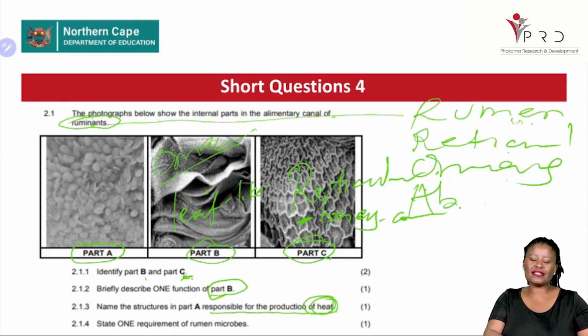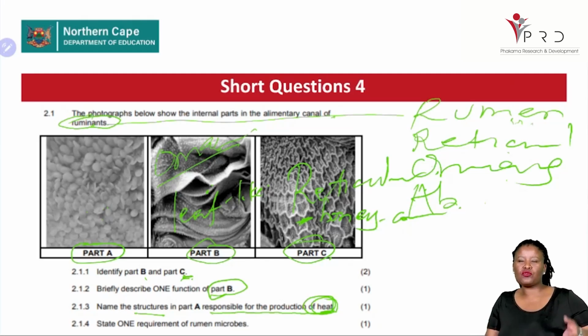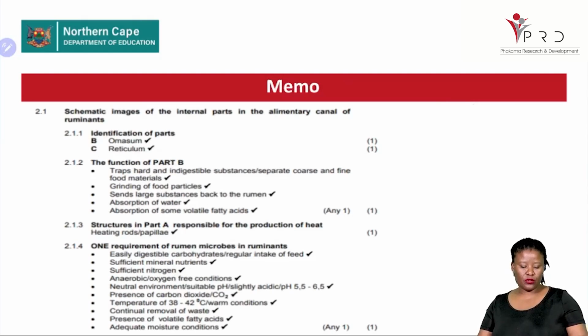Name the structure in part A that is responsible for the production of heat. What makes part A to be more warm? So what is this structure that is responsible for producing heat? We refer to them as rod-like structures, which are papillae. State one requirement of rumen microbes. In which conditions do you find rumen microbes? Then we look at the omasum and reticulum, as I indicated.